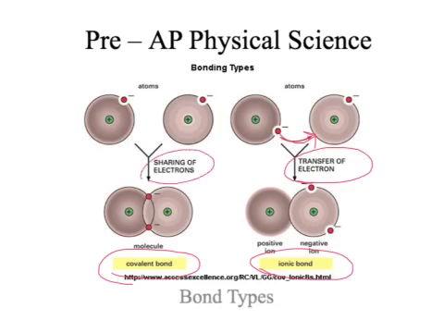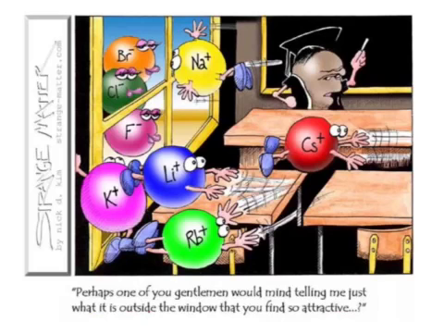Covalent bonds are ones where the atoms share electrons equally. Okay, so you can see in this diagram that they're being shared between the two. And that's just a funny little cartoon about ions and transferring electrons in ionic bonds.